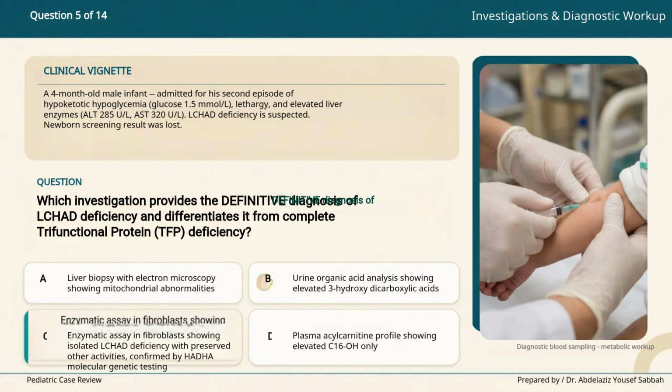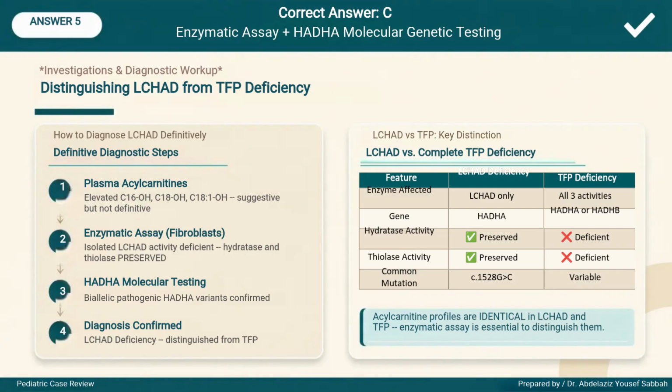Option A, liver biopsy with electron microscopy showing mitochondrial abnormalities. Option B, urine organic acid analysis showing elevated 3-hydroxy-dicarboxylic acids. Option C, enzymatic assay in fibroblasts showing isolated LCHAD deficiency with preserved other activities confirmed by HADHA molecular genetic testing. Option D, plasma acylcarnitine profile showing elevated C16-hydroxy only. The correct answer is option C, the enzymatic assay in fibroblasts together with HADHA molecular genetic testing.